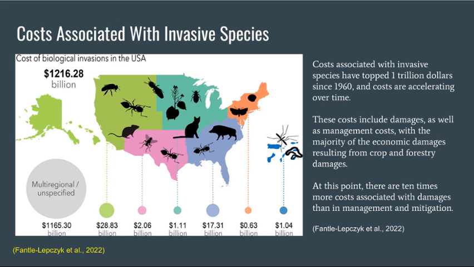And there's more to just environmental costs when it comes to invasive species. Costs associated with invasive species have dropped $1 trillion since 1960, and costs are continuing to accelerate over time. These costs include damages as well as management costs, with the majority of the economic damages resulting from crop and forestry damages. At this point, there are 10 times more costs associated with damages than in management and mitigation, but more prevention, mitigation, and management may be able to control damage costs.